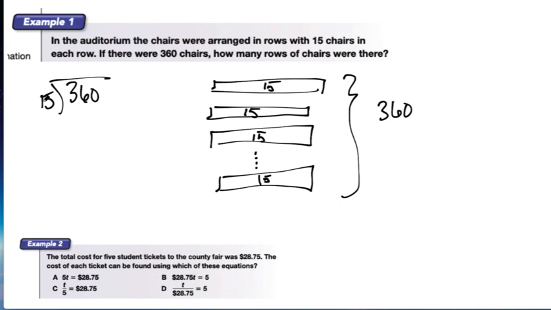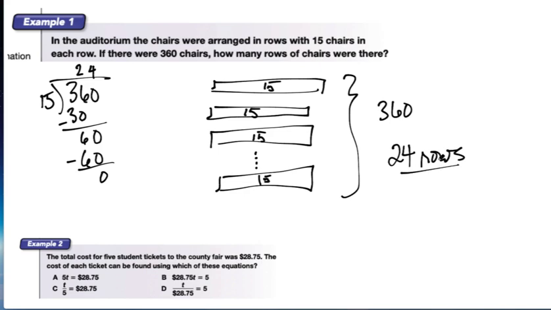So 15 can't go into 3, but it can go into 36. It goes in 2 times. And then when I multiply 2 times 15, I get 30. Subtracting that, I get 60 here. And now after I bring down my 0, 15 goes into 60, it can do that 4 times. So 4 times that gives me 60, and I'm done. And so what this tells me is that there are 24 rows in the auditorium. Let's look at example 2.